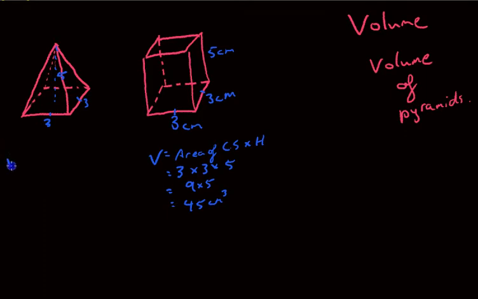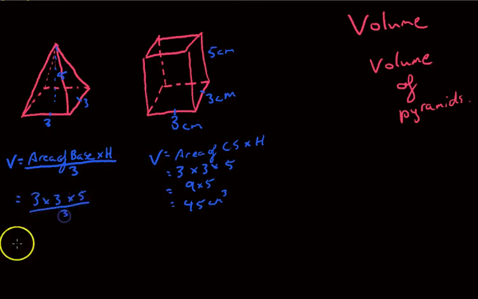So the way that we can create our formula now is the area of, we won't call it the cross section because that's a bit misleading. A cross section is the same all the way through. So we'll say area of the base times the height, and then divide the whole thing by 3. So in this case, we have the area of the base, which is 3 times 3, times the height, which is 5, and then we divide the whole thing by 3.